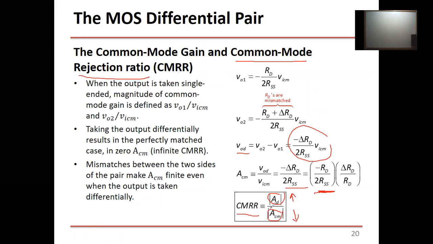It's in millions or hundreds of millions. It's a very large ratio. Okay, and if you go to the data sheet of 741, you can figure out how much the common mode rejection ratio is. So it's the ratio between the differential gain divided by the common mode gain. Okay. Any questions so far?